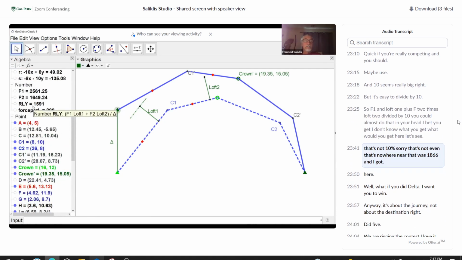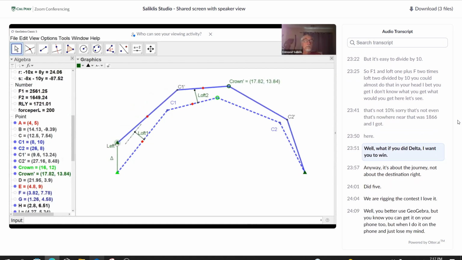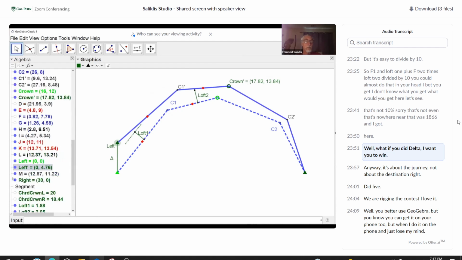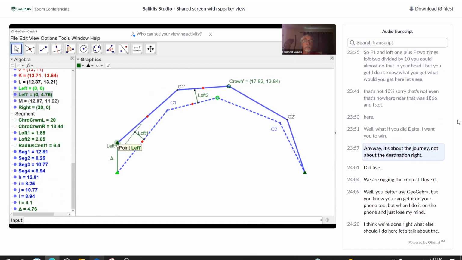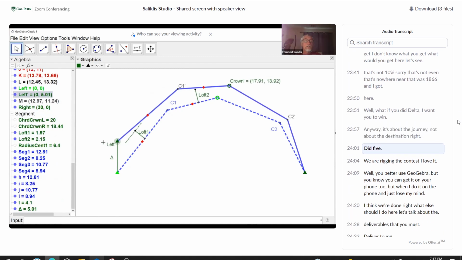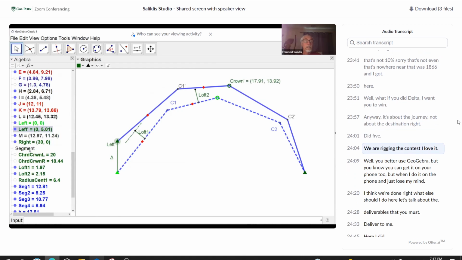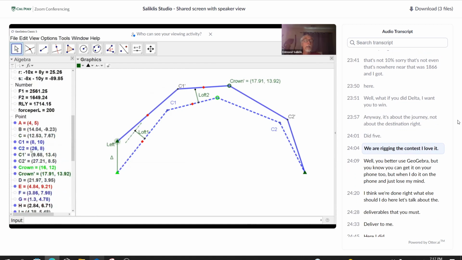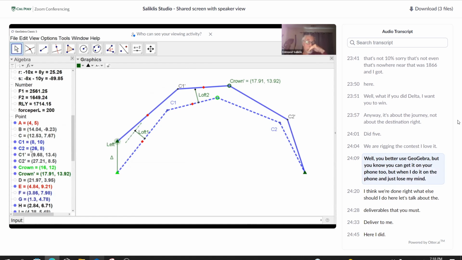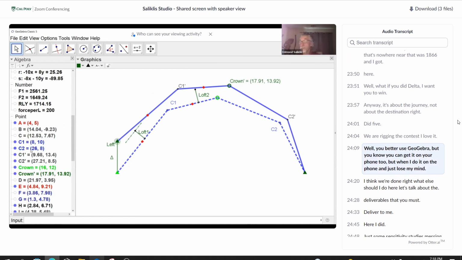That's not 10%. Sorry. That's nowhere near. It was 1866 and I got 1591 here. What if you did delta? I want you to win. Anyway, it's about the journey, not about the destination, right? If you did 5, we're rigging the contest. I love it. Well, you better use your GeoGebra. You could get it on your phone too, but when I do it on the phone, I just lose my mind.